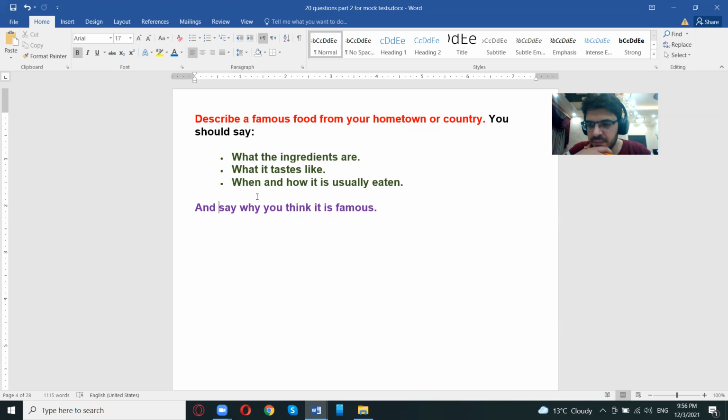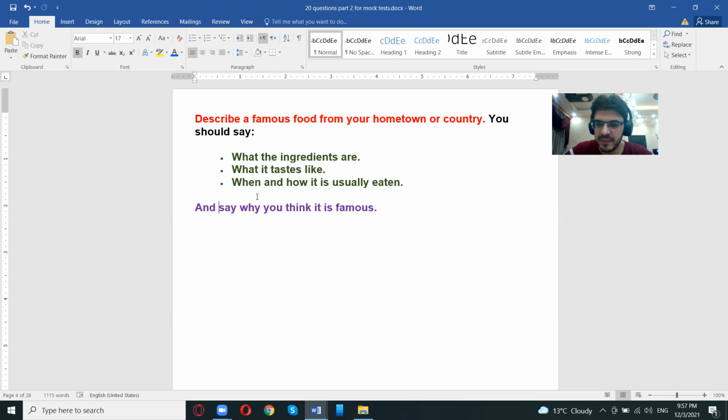We can eat it with a spoon or by hand. Using a spoon or just by hands. Okay, using our hands. Yeah. Okay. And the final point to say, from my point of view, I think that kabsa is famous.